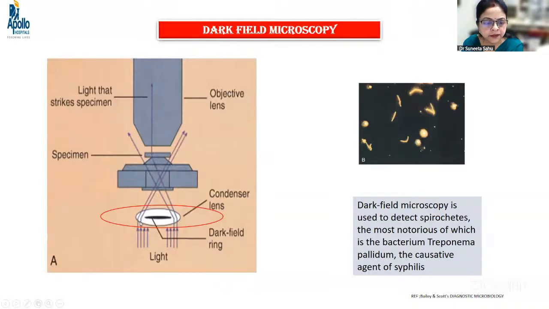The dark field ring is present by the side of the condenser lens, and the light which enters from the light source gets scattered, and then when we see it under the objective lens, it appears brighter against a dark background. It is used to detect spirochetes, the most notorious being Treponema pallidum, the causative agent of syphilis. And this is how it looks against a dark background. These are very prominently visible if we use a dark field microscope.